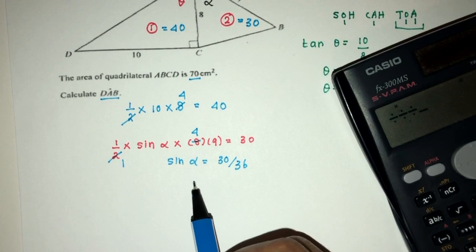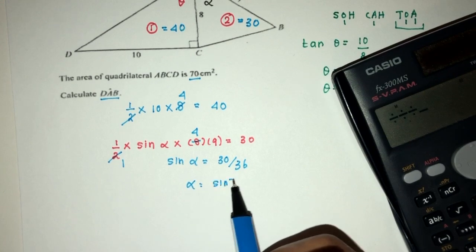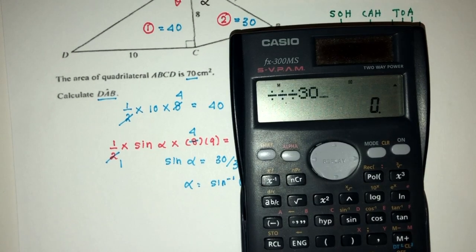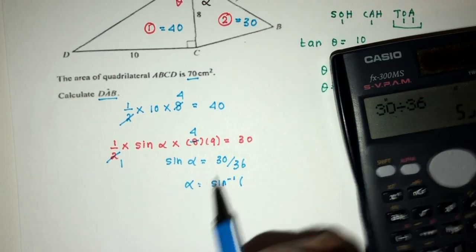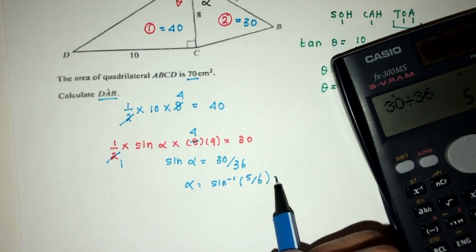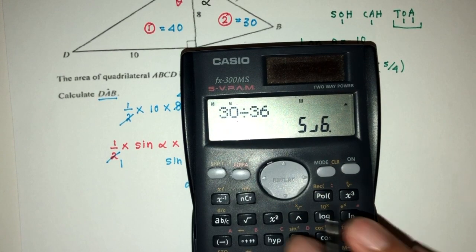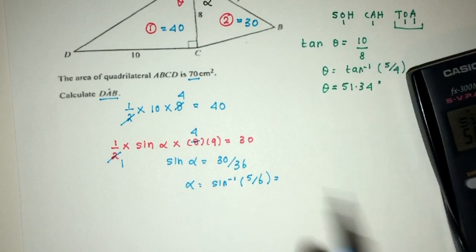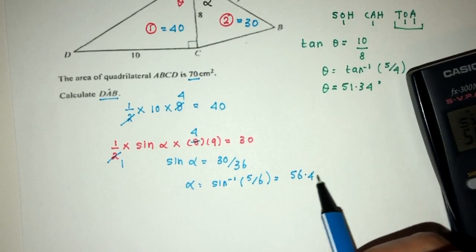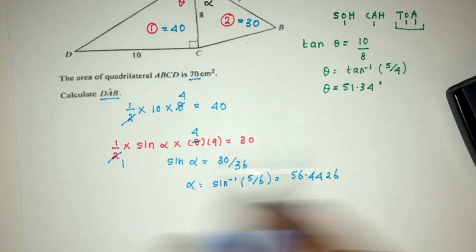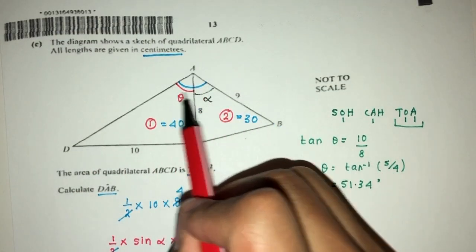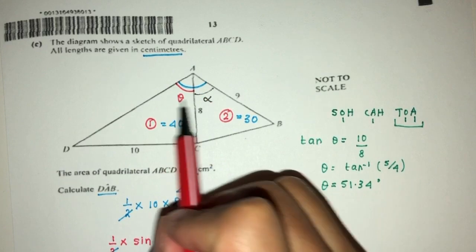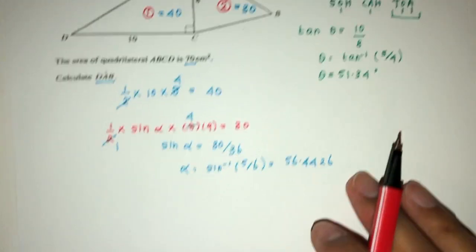So here we have to find the value of sine inverse. So 30 divided by 36, that should be 5 over 6. So let's see what that gives you. Sine inverse of the value should give you 56.4426. Now obviously the whole thing right here, which is DAB, the big angle, will be alpha plus theta. So we have to add these two to find the value.